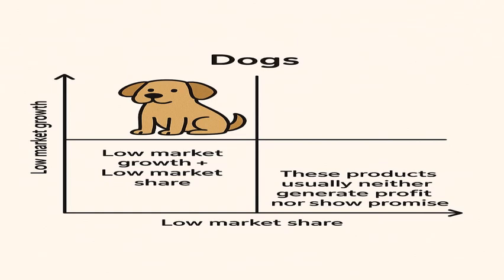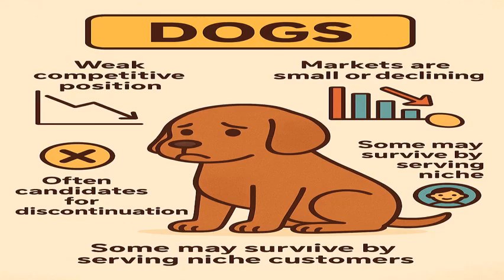And dogs are those products that have low market growth and low market share. So these products usually neither generate profit nor show promise. So dogs have a weak competitive position. Dogs' markets are small or declining, and dog products are often candidates for discontinuation, meaning stop the production process or close the production line.